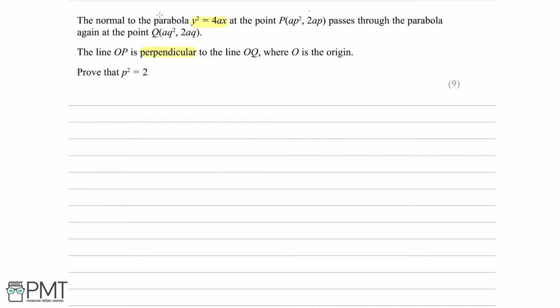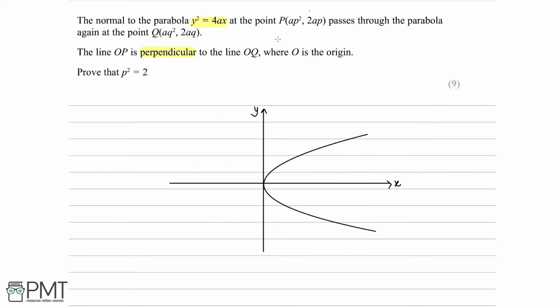Now the first thing to do when given a parabola question, or any question involving something that you can sketch, is sketching it. So we know that our parabola has the equation y squared is equal to 4ax. So the general form of a parabola looks something like this. But this is our parabola. Now P is any point on the parabola because ap squared and 2ap is the general form of the coordinates of a point on the parabola. So let's say that P is over here perhaps, so this is P.